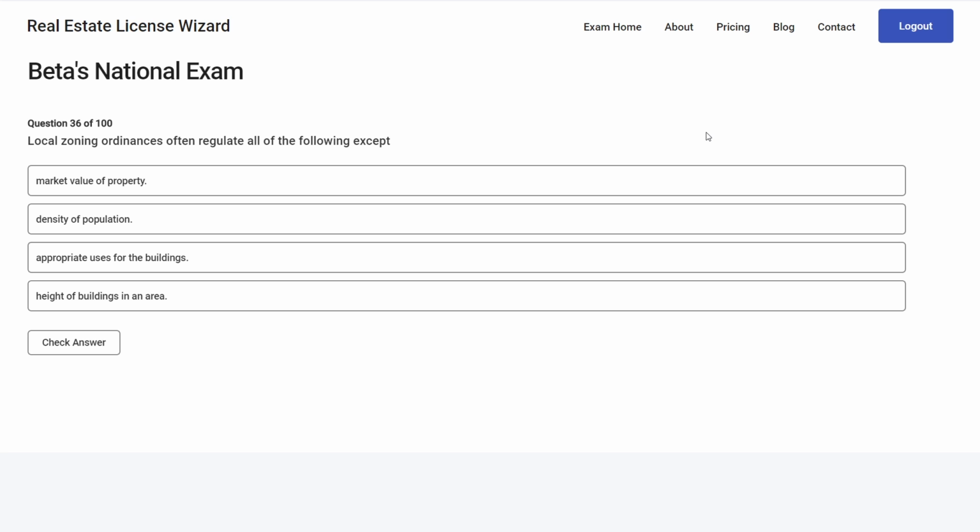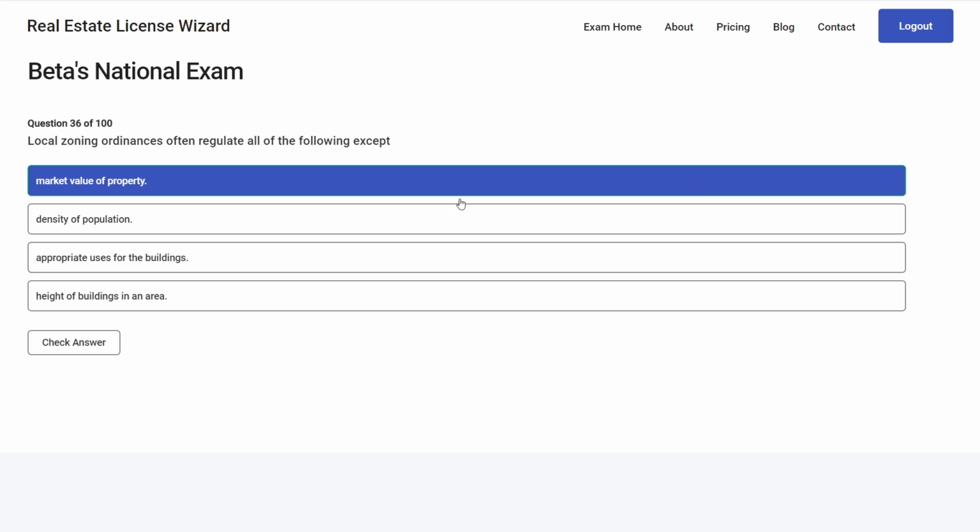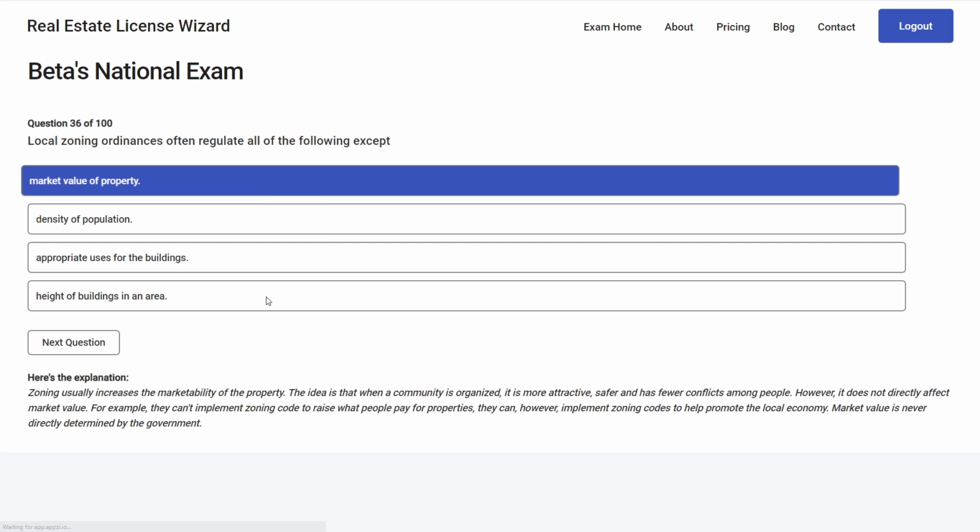Did you guys figure it out? Alrighty. Correct answer for this one is the market value of property. So zoning usually increases the marketability of the property. That is true. The idea is when a community is organized, it's more attractive, safer, it's fewer issues, things like that. However, it does not directly affect market value.